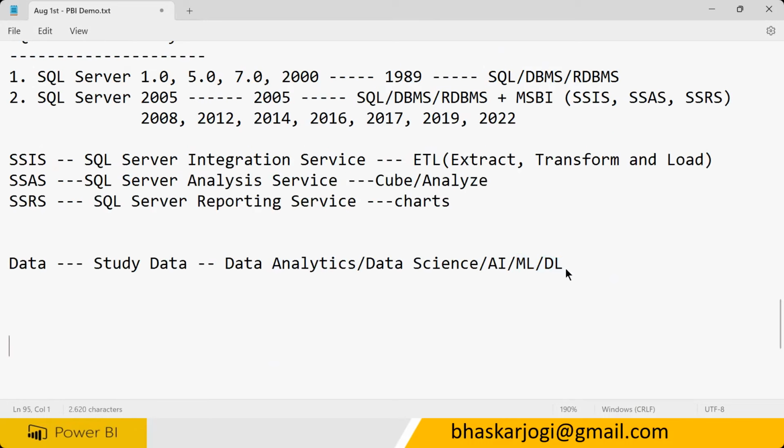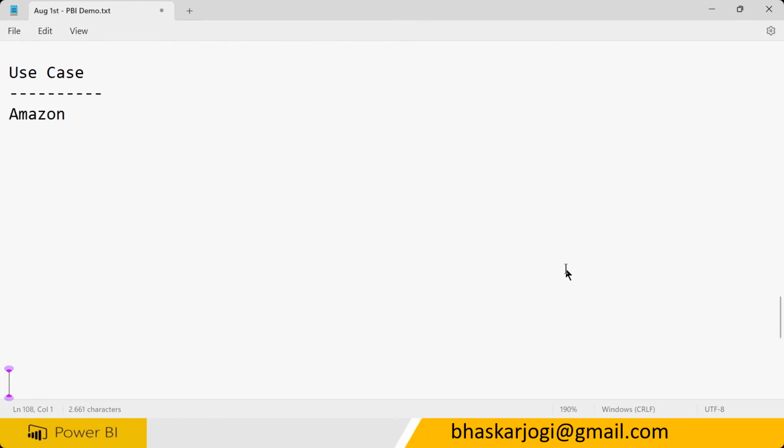Now today, I want to give you one use case. I want to take Amazon as an example. You go to the Amazon company and tell them, hey sir, I want to take your data and study your data. I am asking Amazon, you give me your data, I want to study your data.